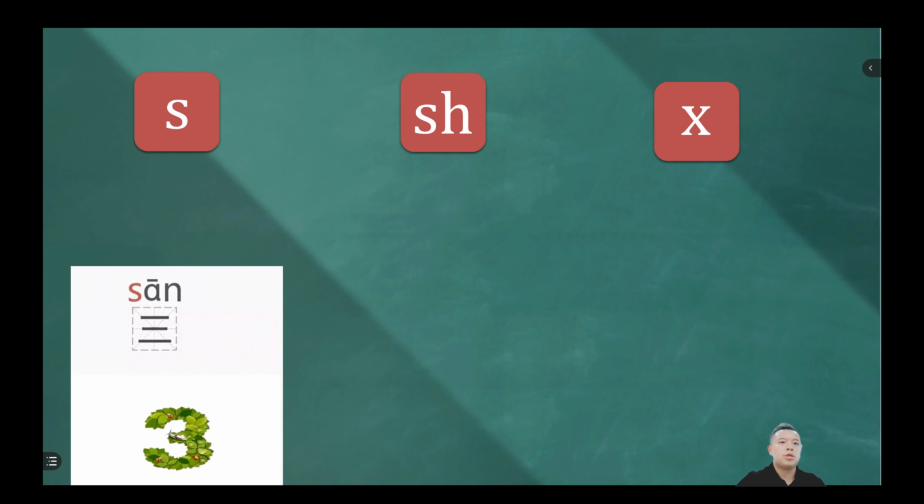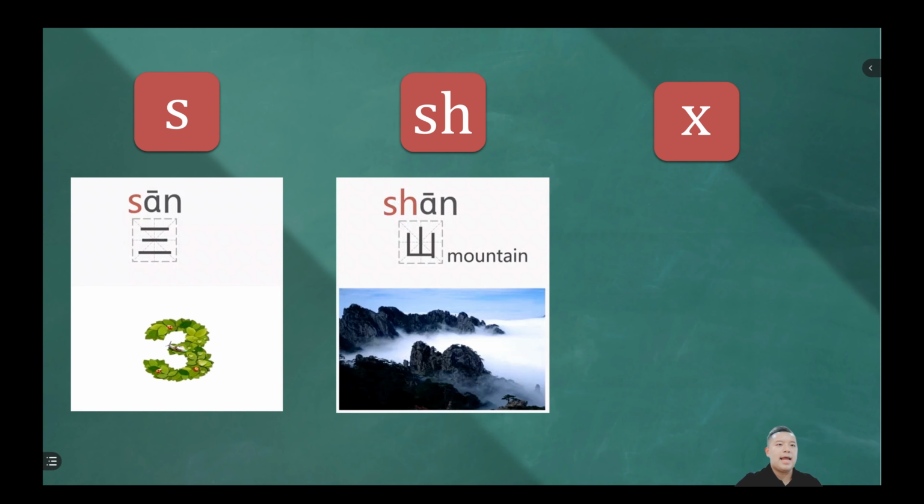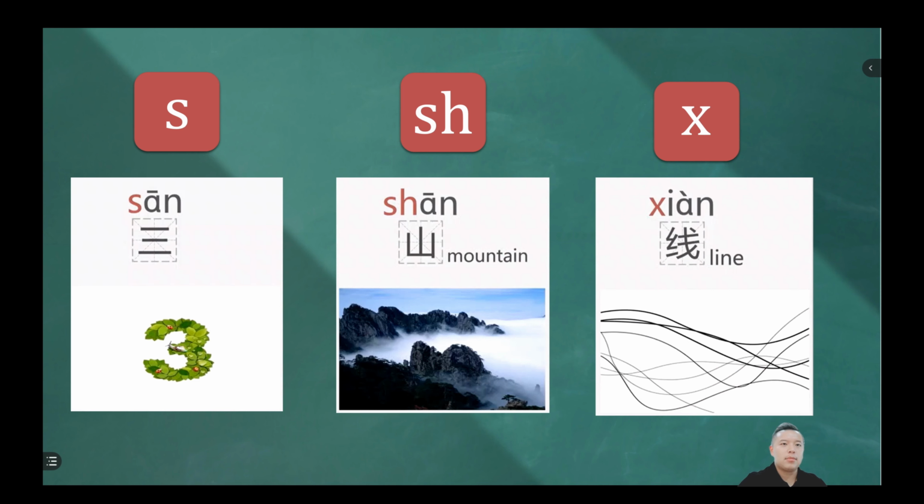Next line. 思, 诗, 西, 思, 三, 三, tiga. 诗 山, 山 mountain. 西 线, 线 line.